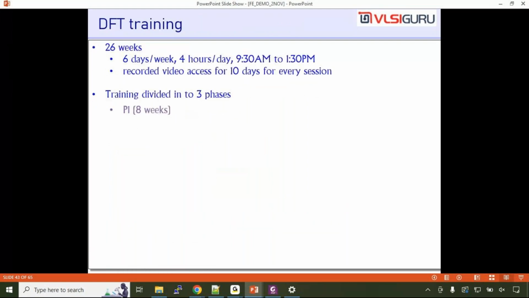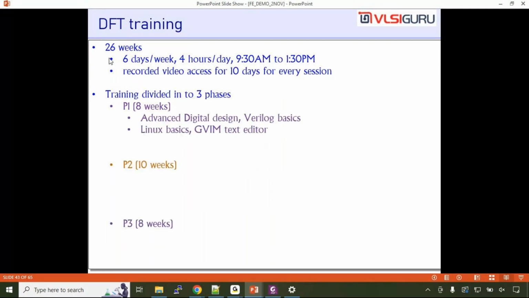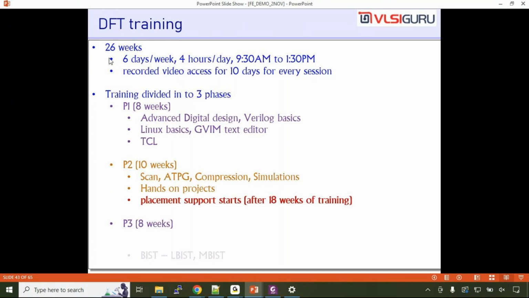Similar thing for DFT training. DFT training goes for 26 weeks, which is around 6 to 6.5 months. Training is divided into 3 phases. The initial phase will be basics: digital design, Verilog, Linux, GVim, TCL. Phase 2 will cover the DFT specific topics. Phase 3 will cover advanced DFT topics like L-based, M-based, JTAG, boundary scan, IJTAG. They are all covered in phase 3. And a hands-on project will be done.